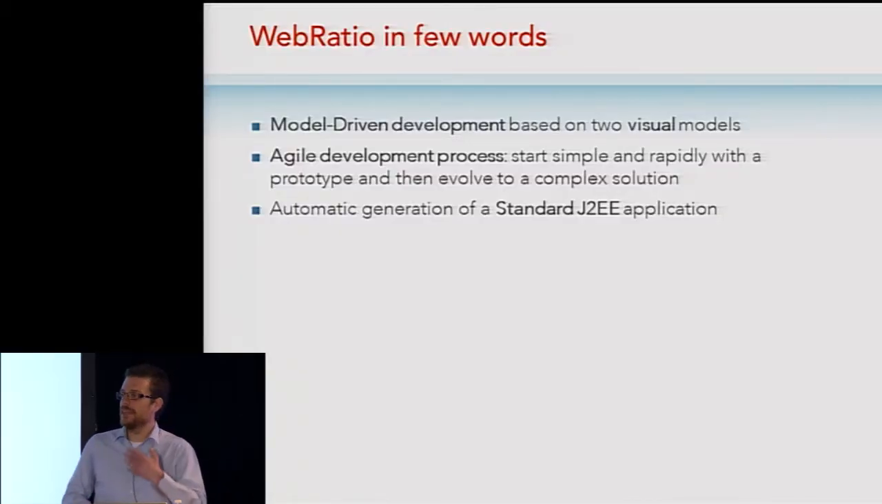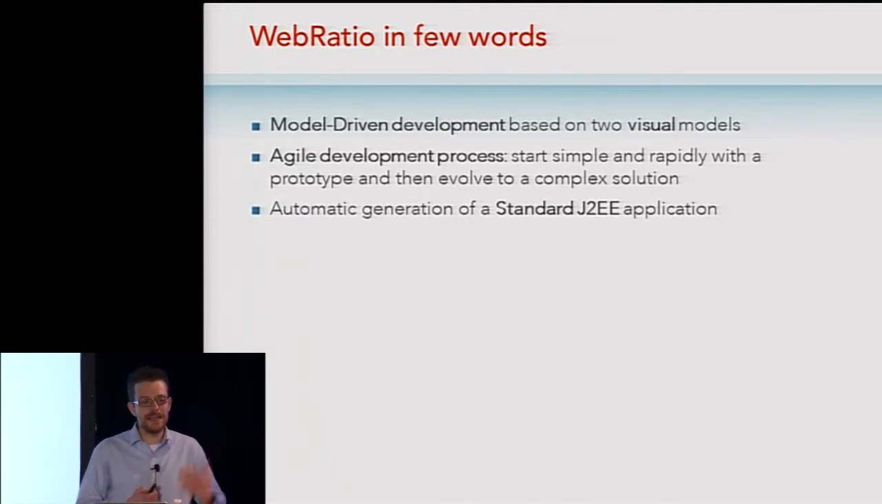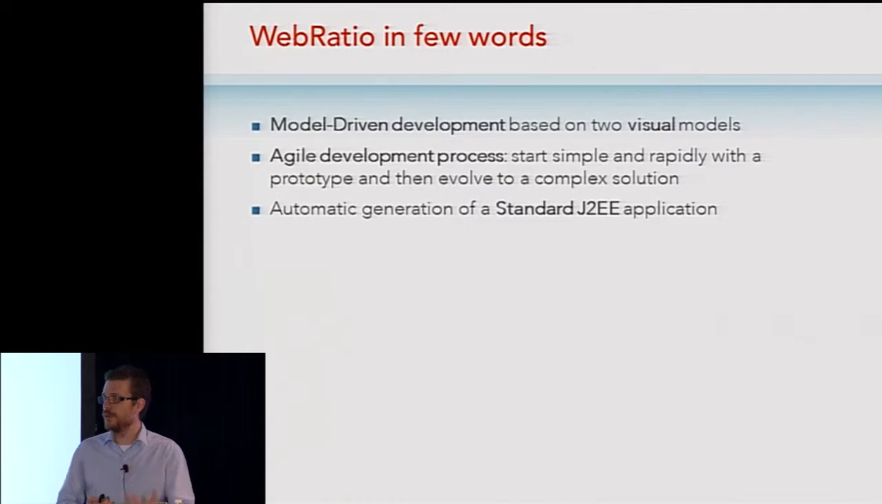The models and this agile development process allow you to automatically generate, starting from the tool, all the code of your final solution. The code that is generated is standard Java code without any proprietary component, so it can be deployed in any execution environment.